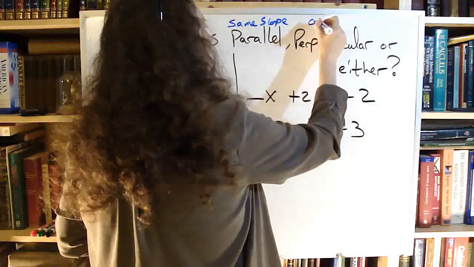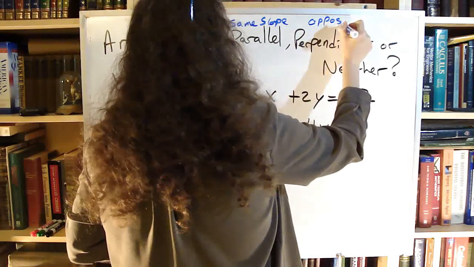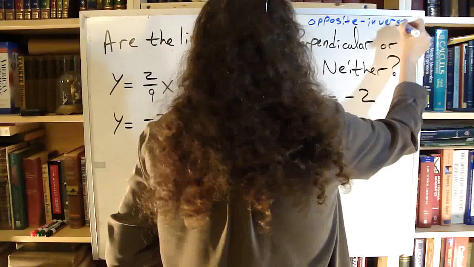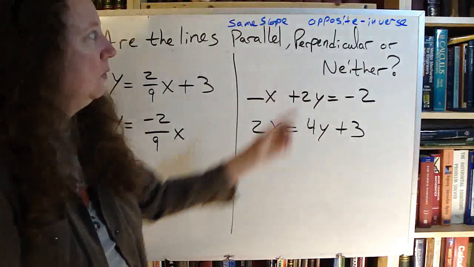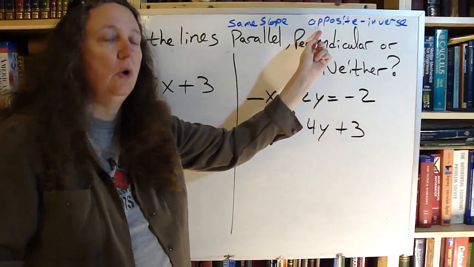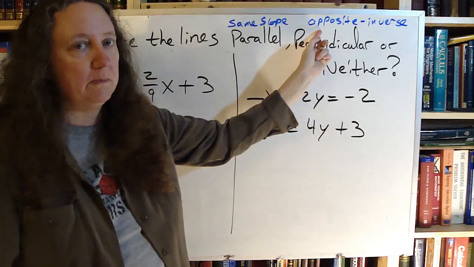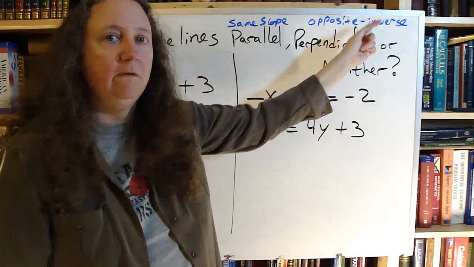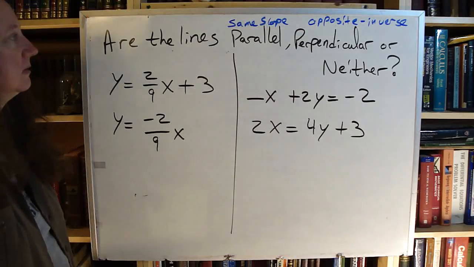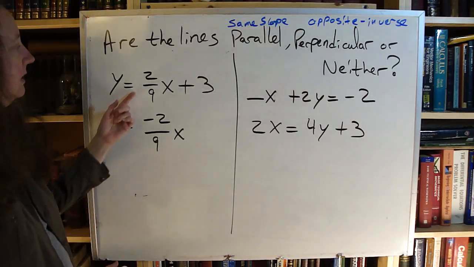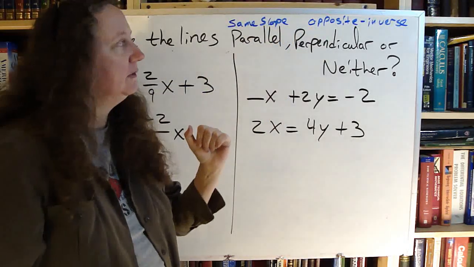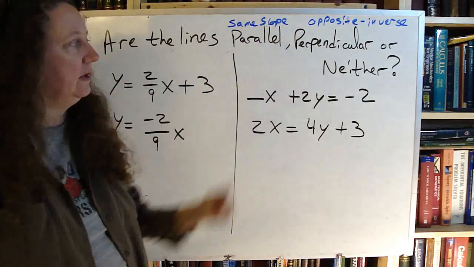Perpendicular is opposite inverse. What opposite inverse means is you change the sign from positive to negative, or from negative to positive, and you flip the fraction upside down. And if it doesn't have the same slope, and if it doesn't have the opposite inverse slope, then it is neither.